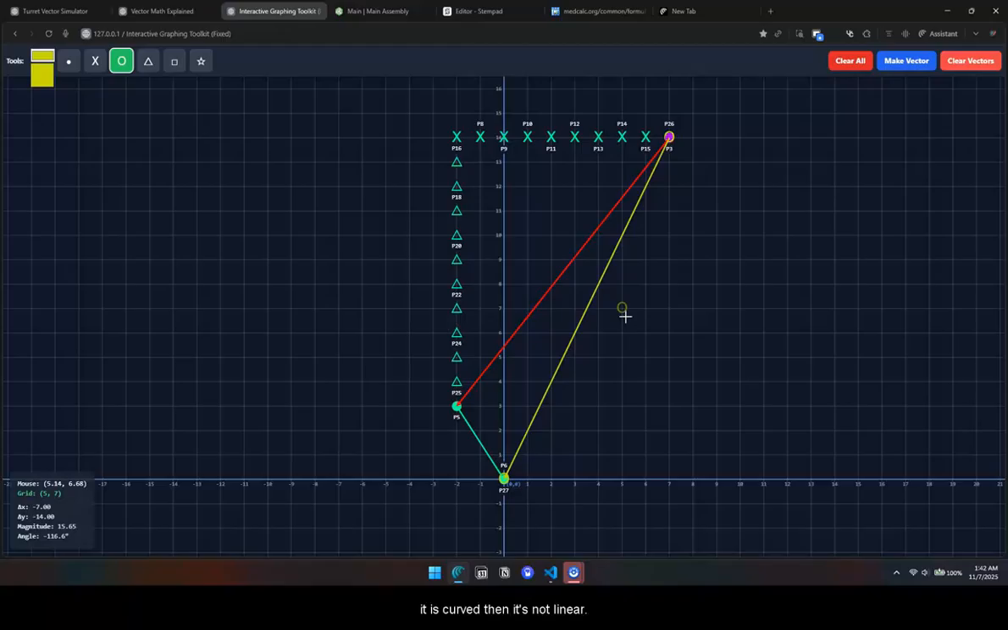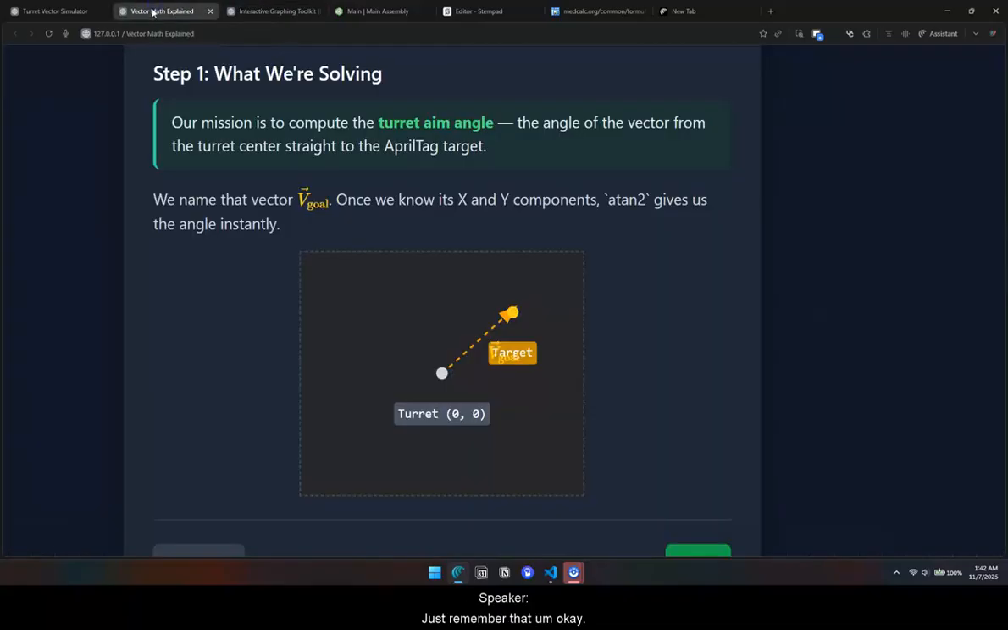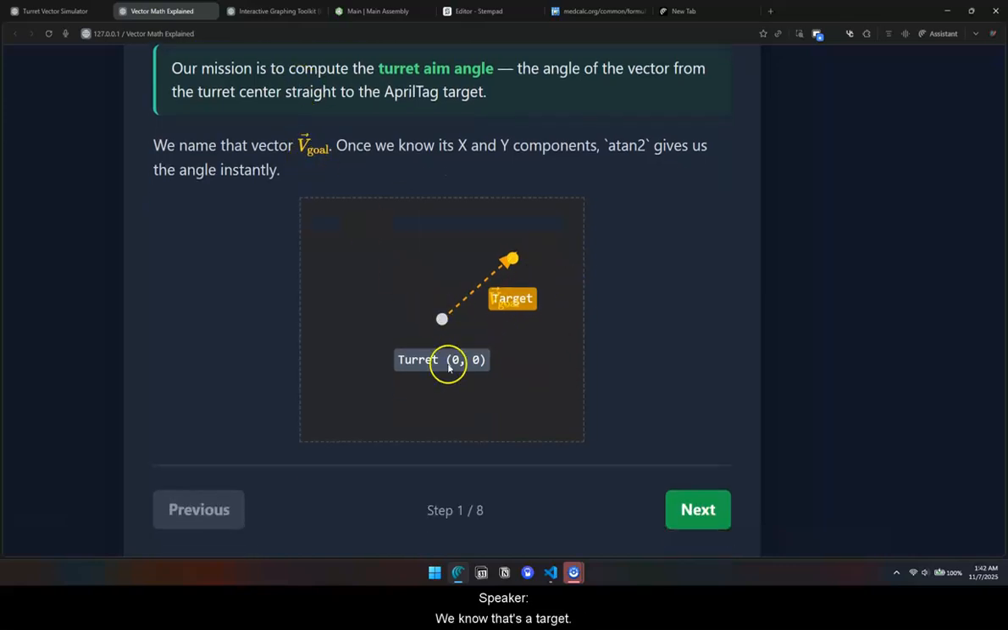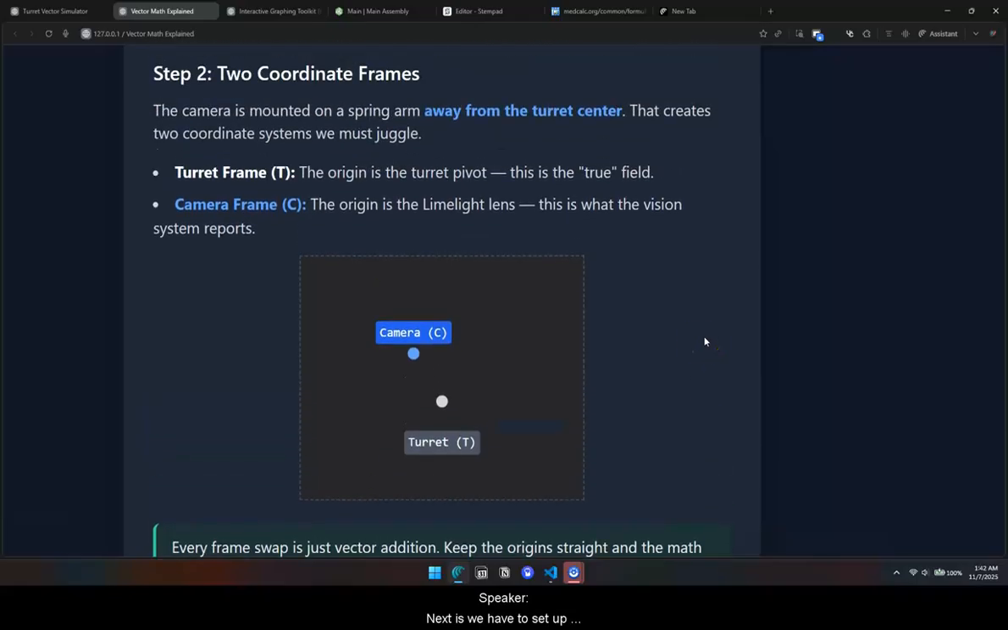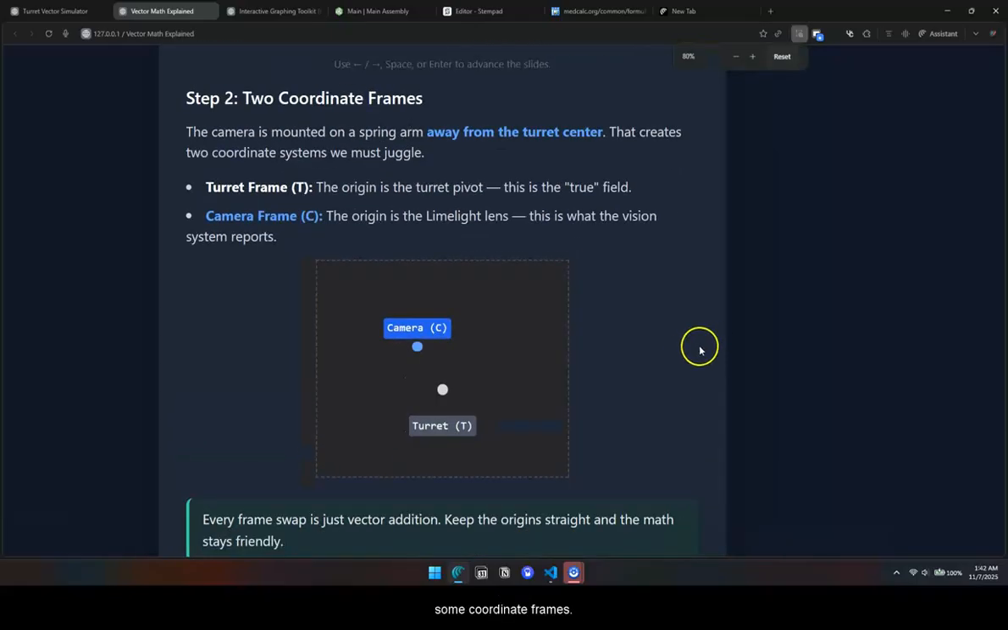unless it is curved. Then it's not linear. But right now, just for us, this is not curved. We are not going to go into curved transformation. This is linear. Just remember that. Okay, we know that's a target, that's your turret, that's your goal. Next is we had to set up some coordinate frames.